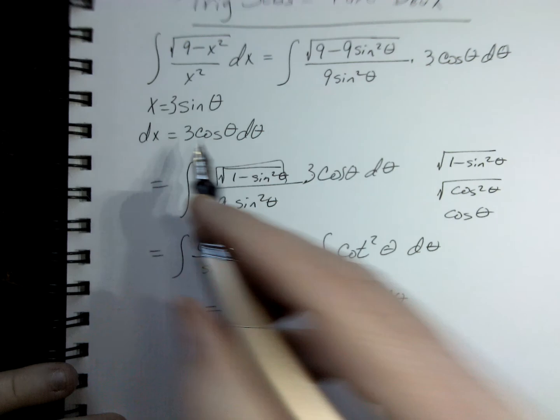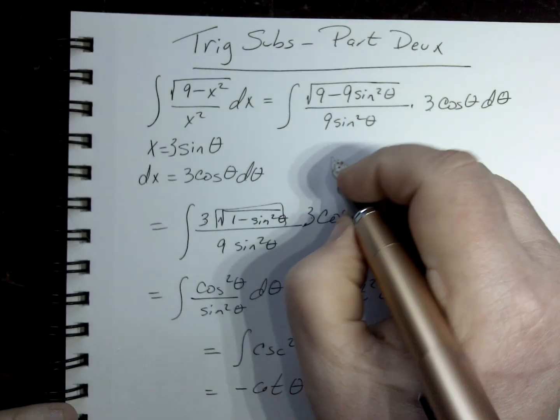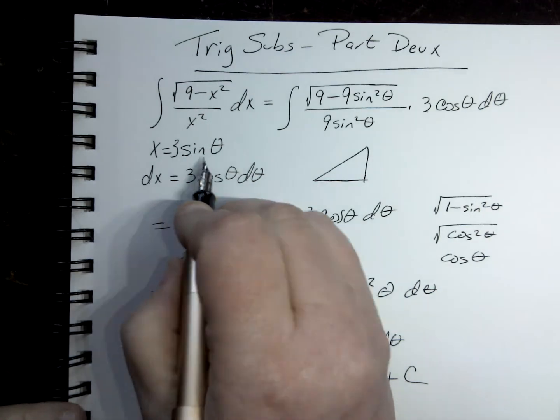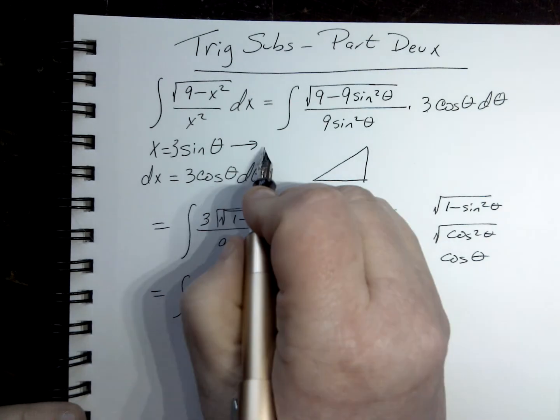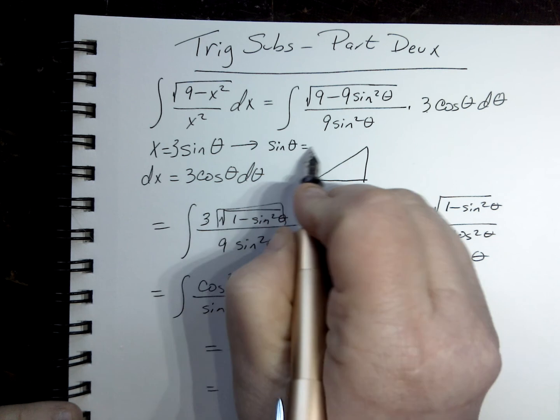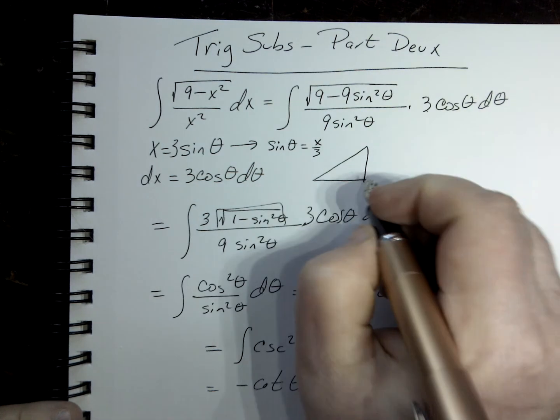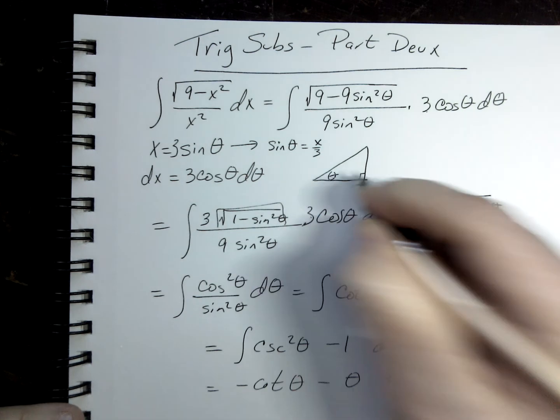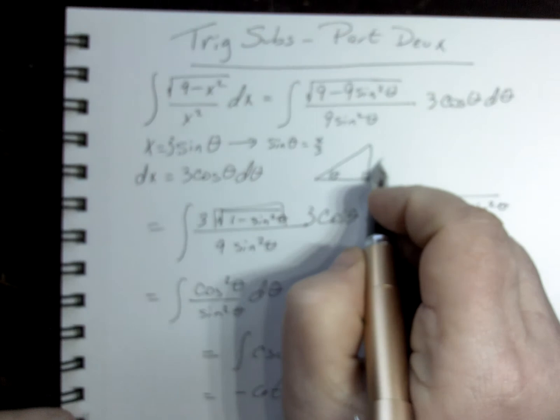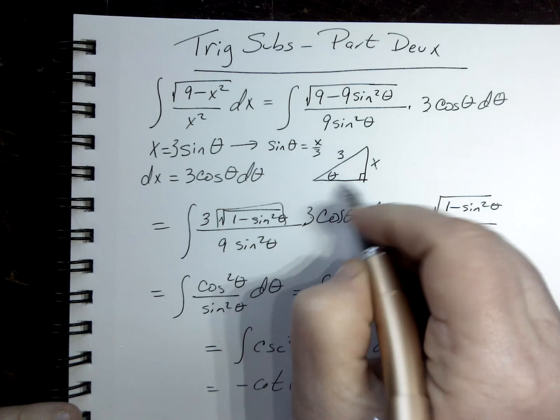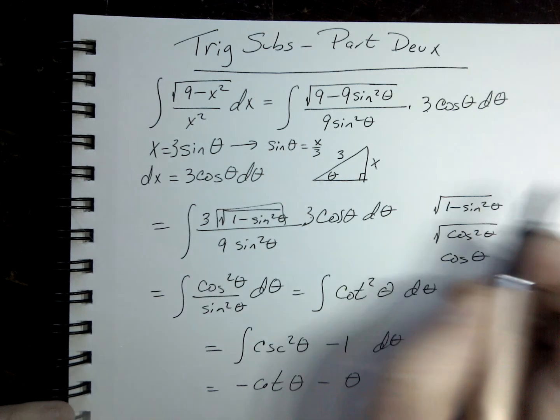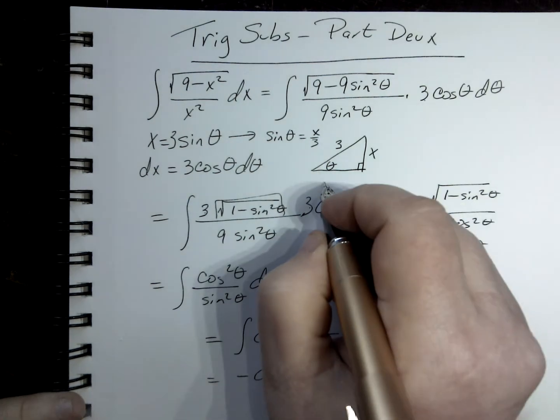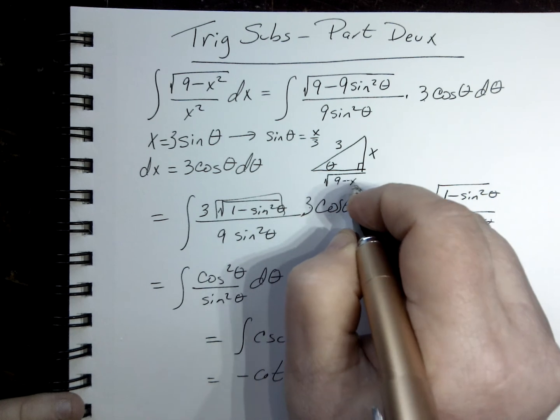So let me look at what I have up here. x equals 3 times sine theta, which means sine of theta is x over 3. So drawing my handy dandy right triangle, I'll make this theta. The sine of theta is opposite over hypotenuse, so I have a triangle that fits this situation. Using the Pythagorean identity, we're using Pythagorean a lot today, I get the square root of 9 minus x squared.